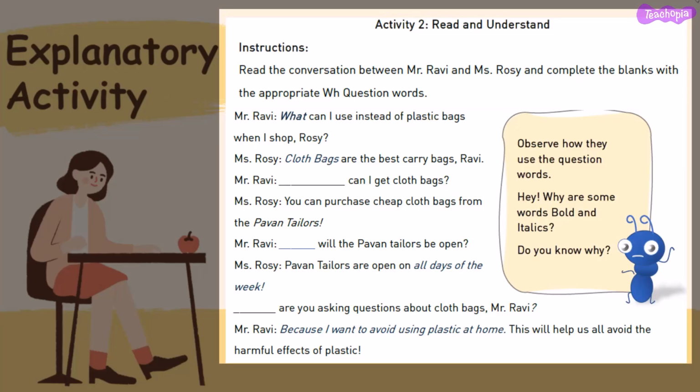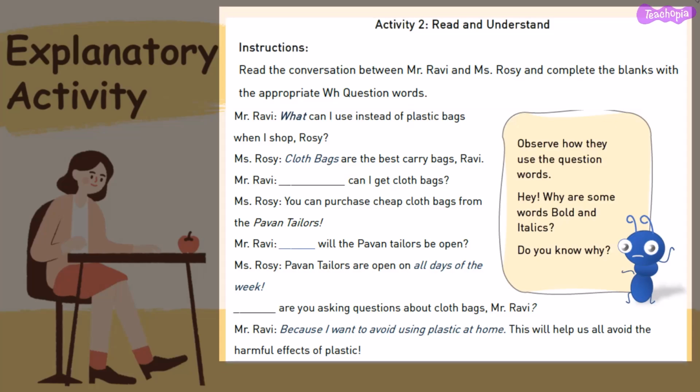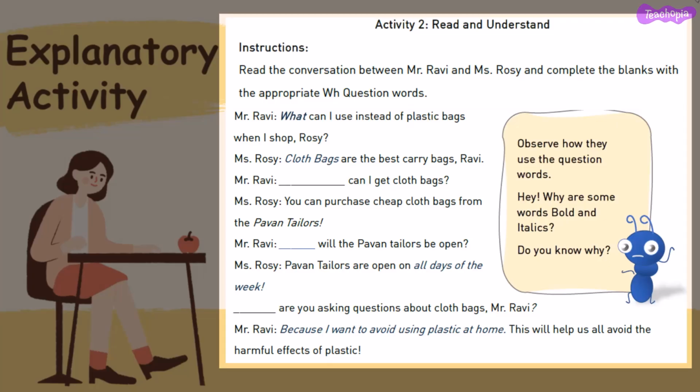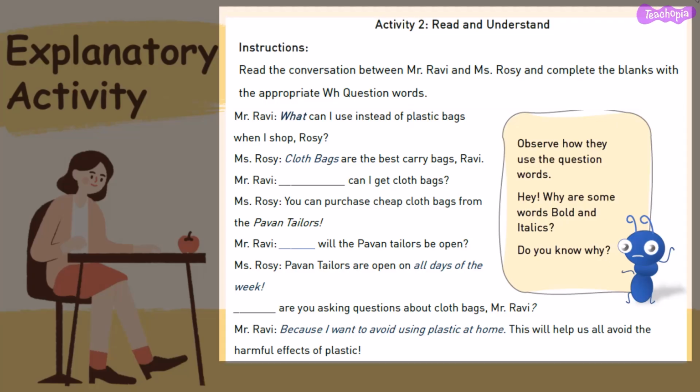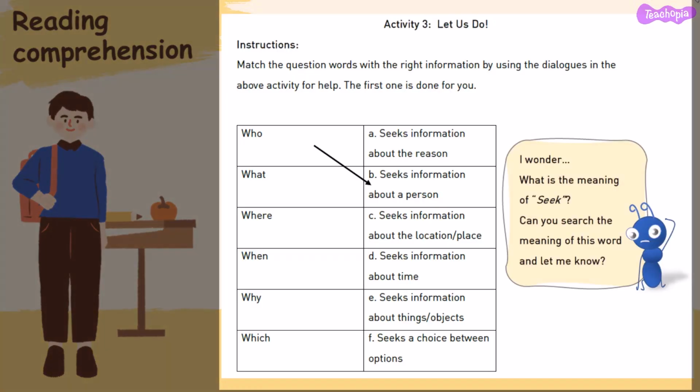Ansi here is here to help the learners with a few reflective questions like, hey, why are some words here in bold and in italic? Do you know why? This will help the learners think a little more deeply. Next, activity number 3 is for learners to understand what each question word's unique purpose is, and thus they are asked to match the question words with the right information by using the options provided. The first one is done for them.